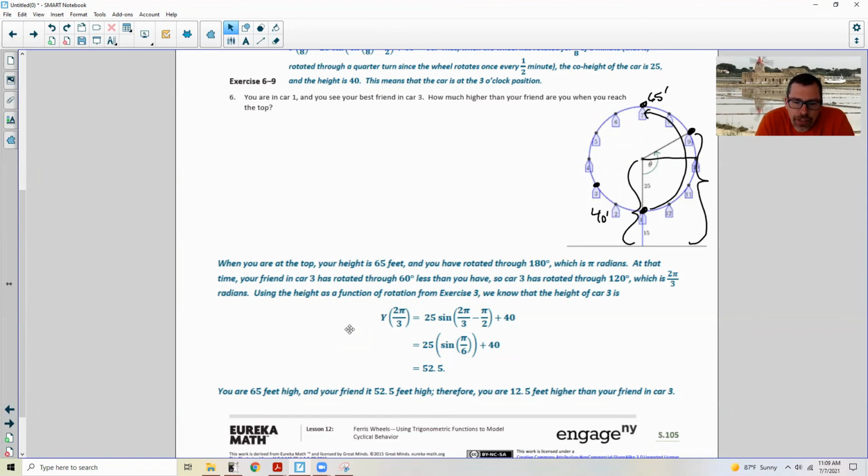So you're 65 feet high. Your friend is 52.5 feet high. Therefore, you are 12.5 feet higher than your friend in car 3. Okay.